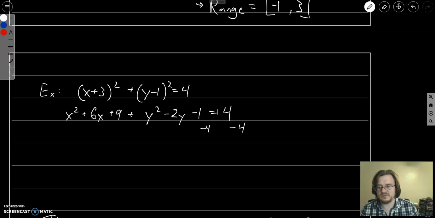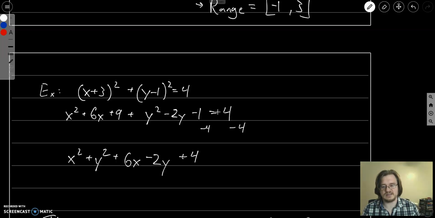And if I combine like terms, I'm going to put my squared terms out front. I'm going to get an x² and a y². Next, I'll do the x and the y. So here I've got 6x, and here I've got minus 2y. I've got 9, plus 1, minus 4.